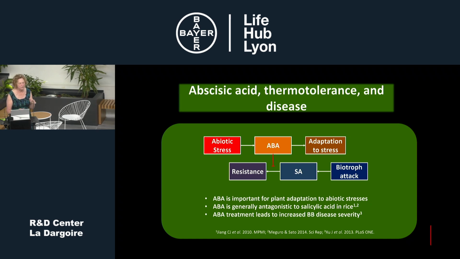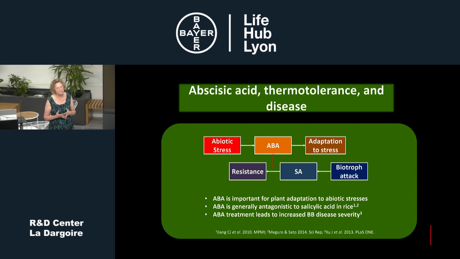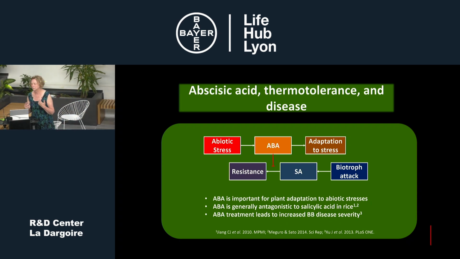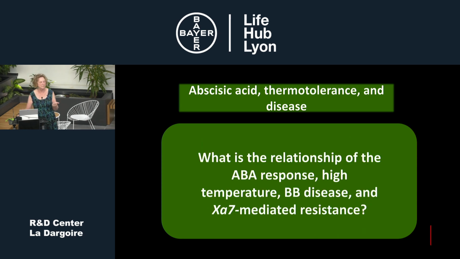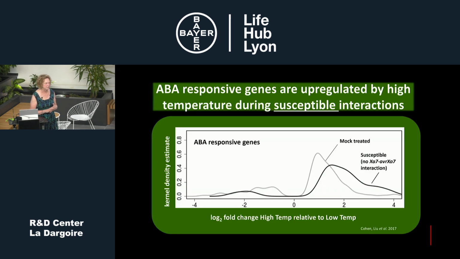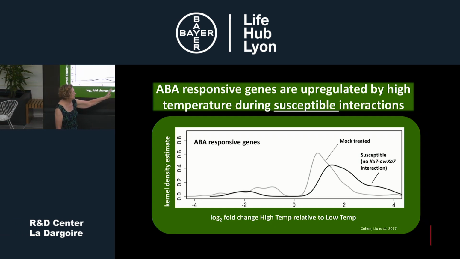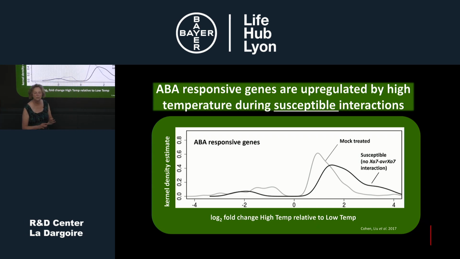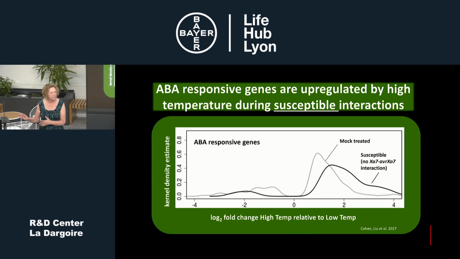It's also known that if you add ABA exogenously to rice plants, you'll get an increase in severity of disease for bacterial blight. So with those things in mind, we asked the relationship of high temperature, ABA response, bacterial blight disease, and then we'll talk about the XA7 mediated resistance. So again, we're looking at the kernel density plot, and you can see the shift is again to the positive side. So we're seeing an upregulation of ABA biosynthesis and ABA responsive genes at high relative to low temperature in the disease interaction. And that's what we would have predicted from the literature.